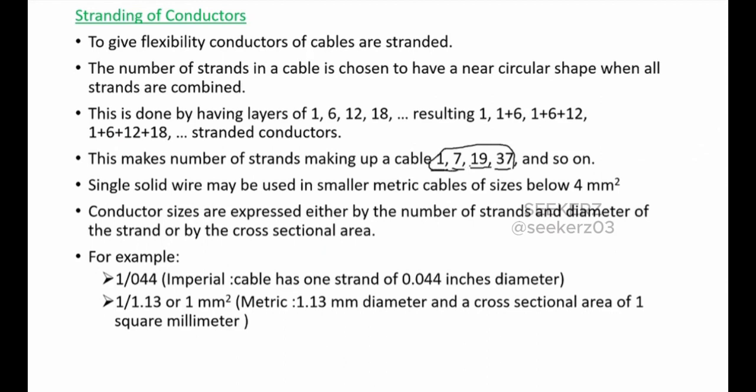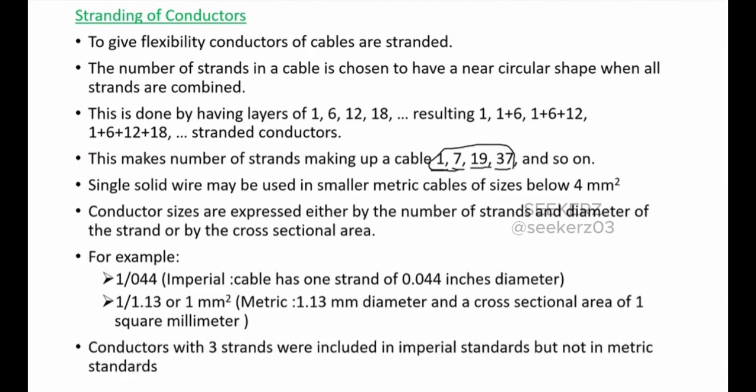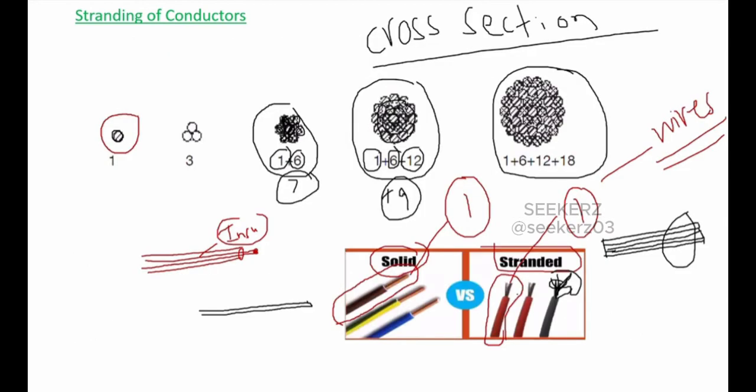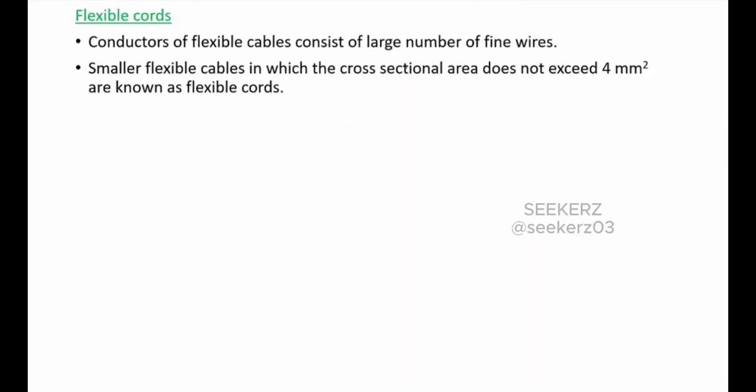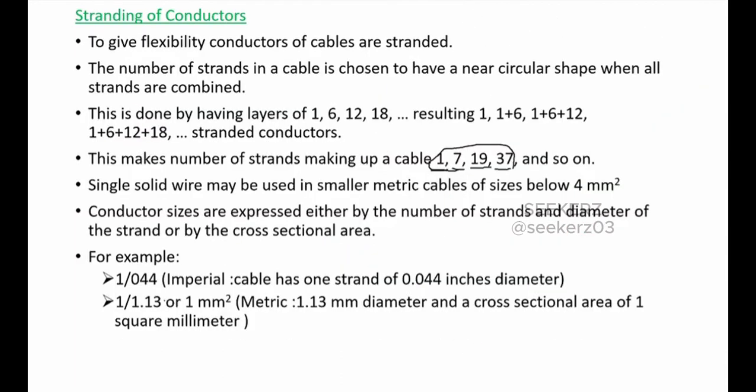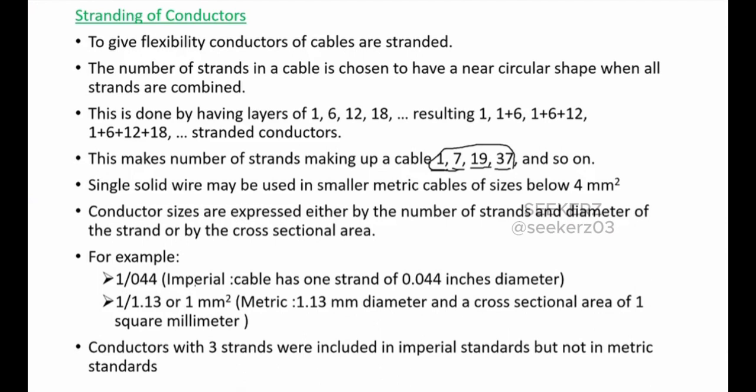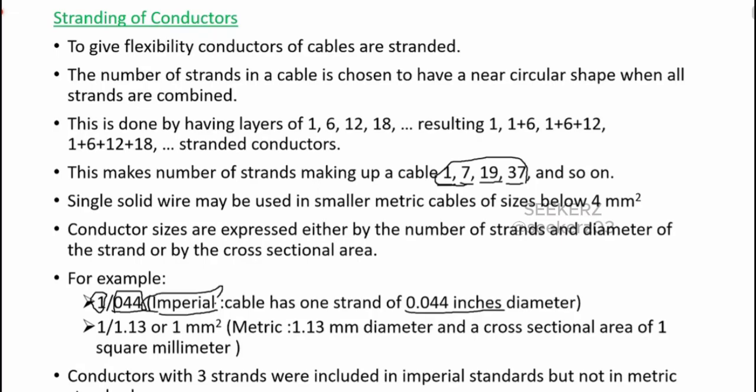But whether it is solid or stranded, this is also a wire, this is also a wire. And we discussed how to give the size of stranded conductors. In the imperial method, the cable size is given like this, and here we mention the number of conductors. This number can be 1, 7, 19, 37, and so on. From the second number after the slash, we give the diameter in inches. This is normally used in the imperial method.